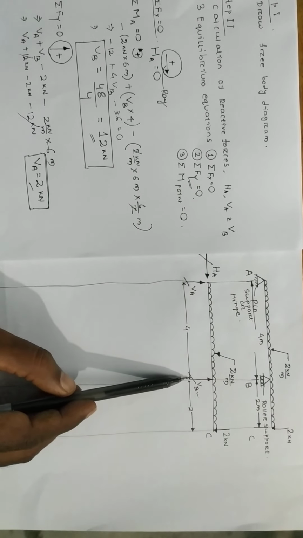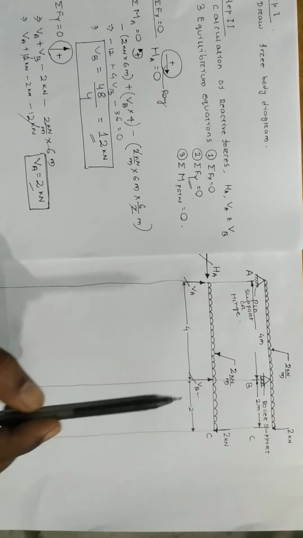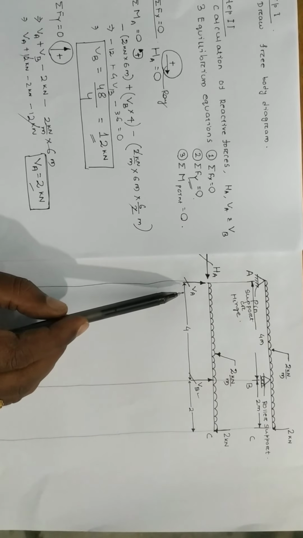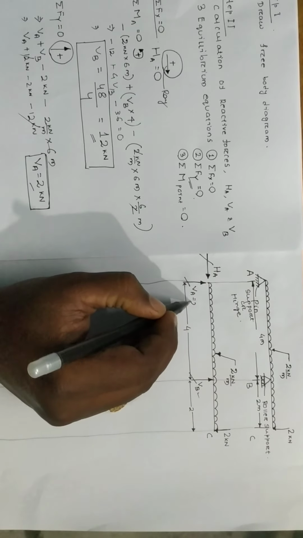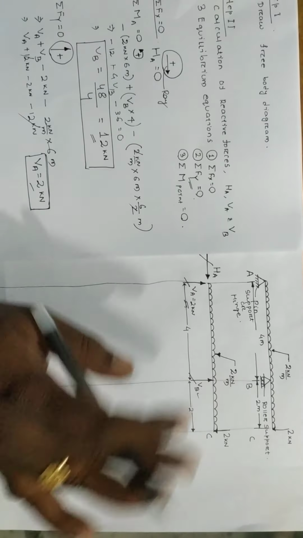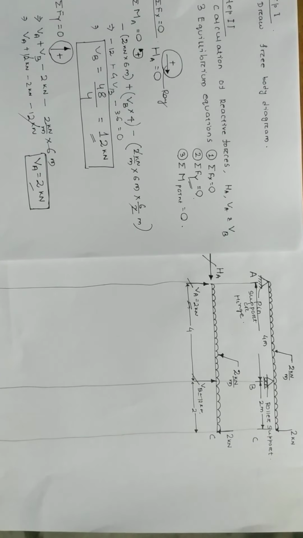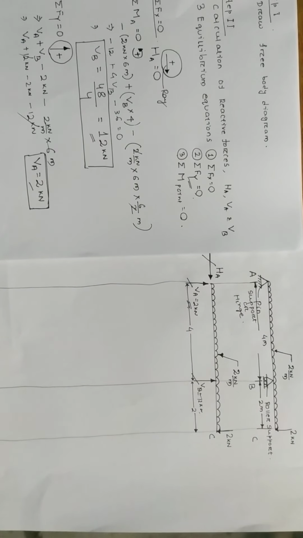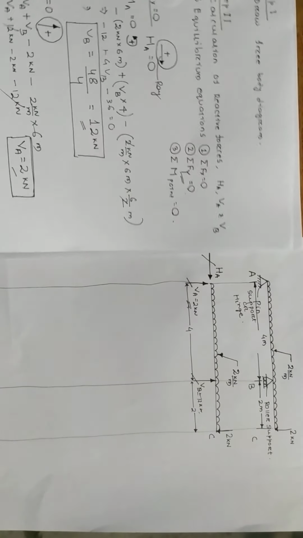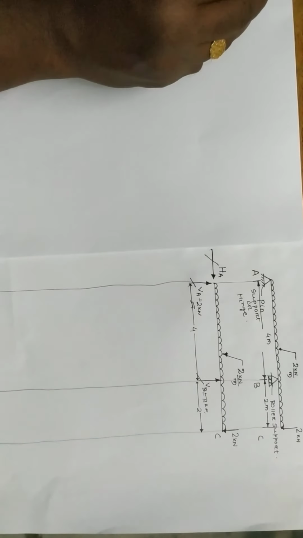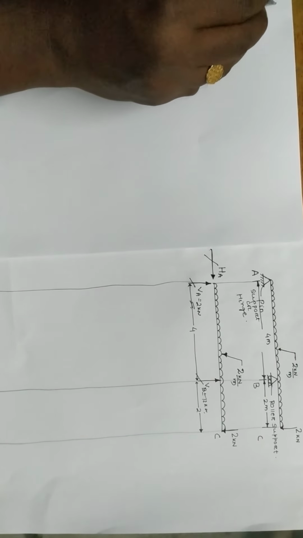These things you know from the mechanics class. Magnitude of VA is 2 kilonewton. I can write it, no problem, but it will be better not to write it here. VB is 12 kilonewton. So reaction force calculation is over. Next, we will move to shear force calculation. This will be step 3.